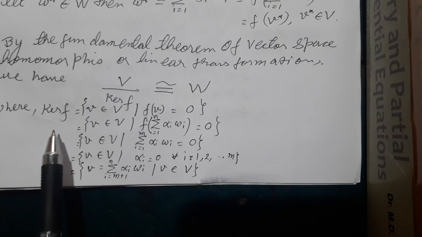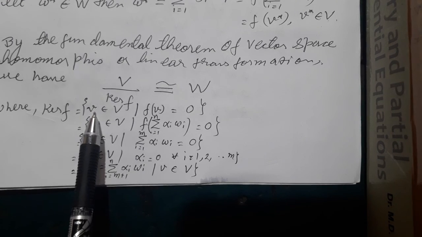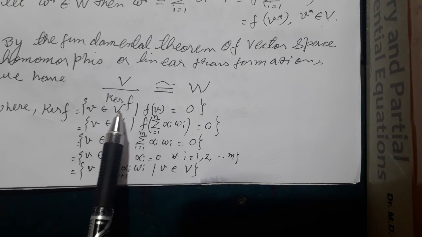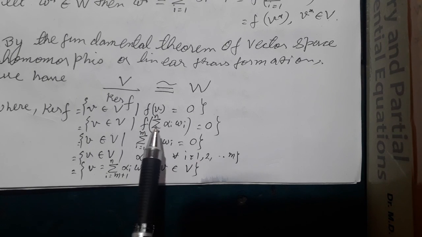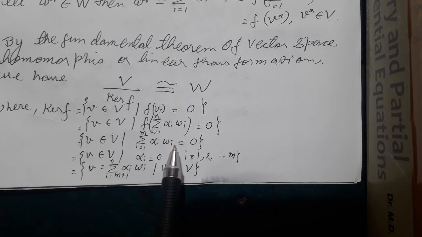Now let us find what our kernel is. So for the kernel, we take an element. This is the definition of kernel. I take one element in V such that f of v should be 0. So f of this is 0. By the definition, we have that this is equal to this. Now w1, w2, till wm are the basis of W, so they are linearly independent. Since this set is linearly independent, the scalars should be 0. So we have the scalar equal to 0 for all i equal to 1 to m. Above m we cannot say. So till m it is 0.